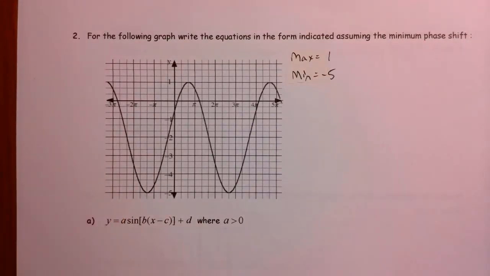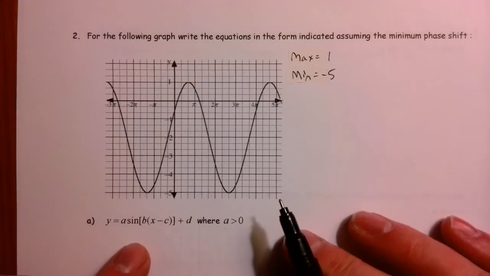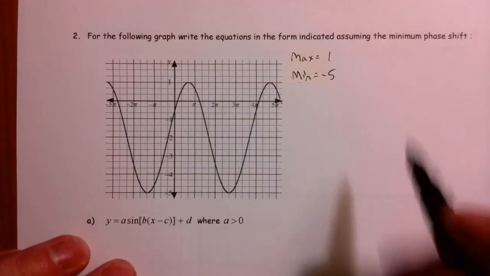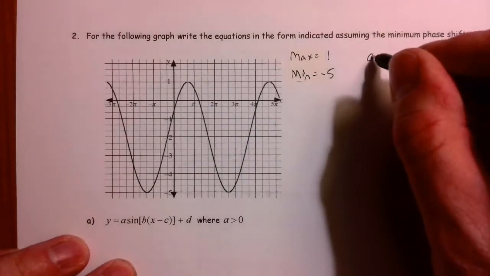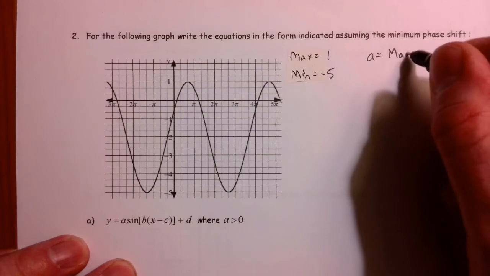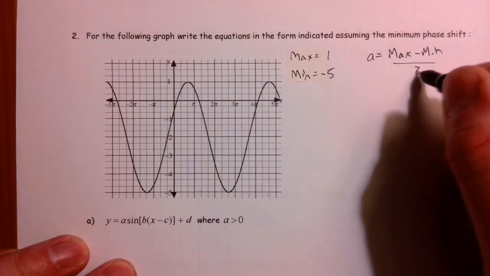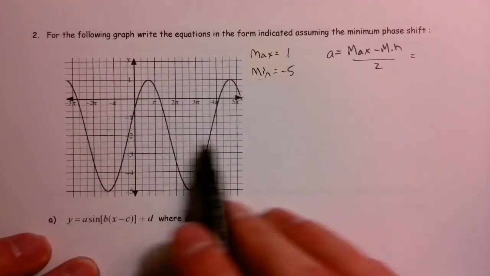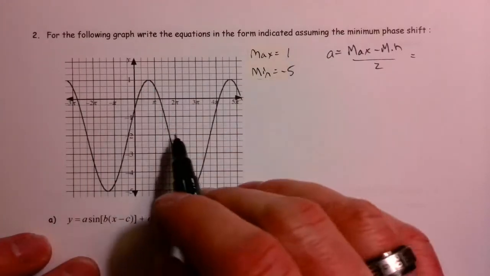Now, for this question and for this video, I am assuming some familiarity with the transformations and how we incorporate them into these functions, and some of the vocabulary. So remember that our amplitude is going to be the max value minus the min value over 2. That's just an equation that we're given. It's the distance from the median line to the top, or the median line to the bottom.